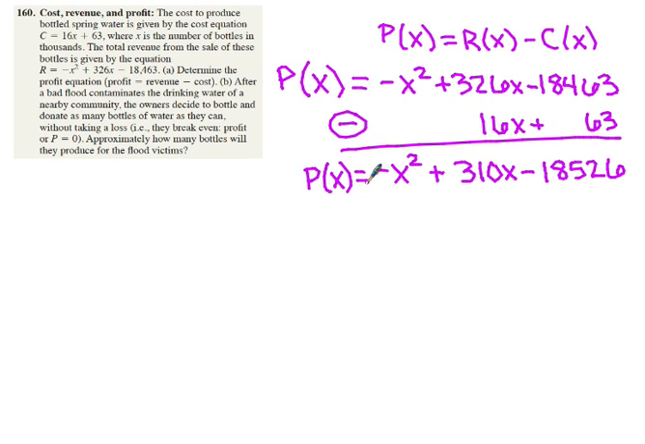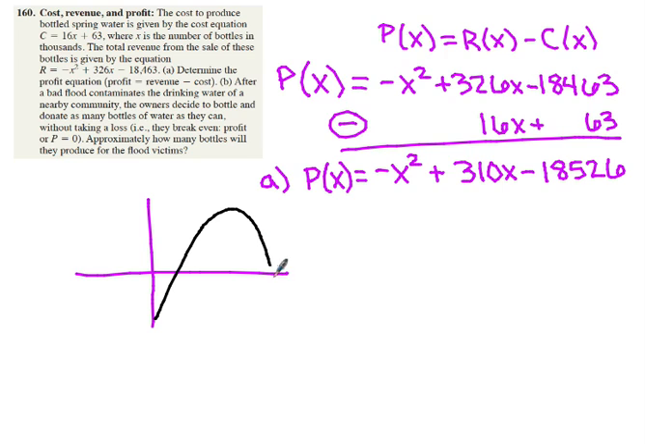So there's a flood that contaminates the drinking water of a nearby community. The owner, this is part A, by the way, we found our profit equation. The owner decides they want to bottle and donate as many bottles of water as they can without taking a loss. So when we take a look at this, most of the time you'll see companies that generate profit after a while, and then they'll eventually lose money if they make too much stuff. So we're going to take a look at these two solutions, and we'll try to find those break-even points.